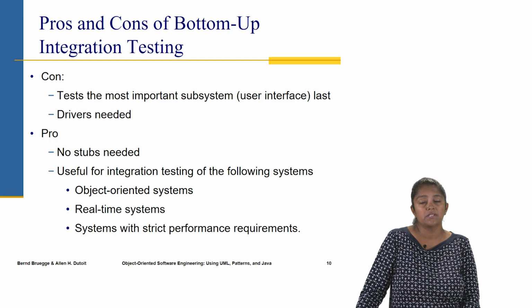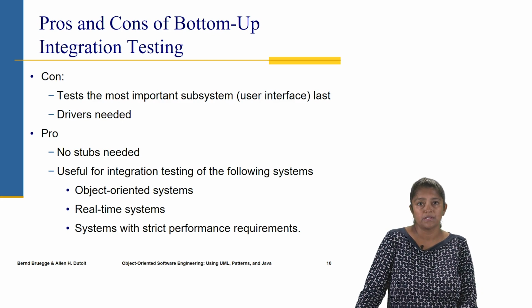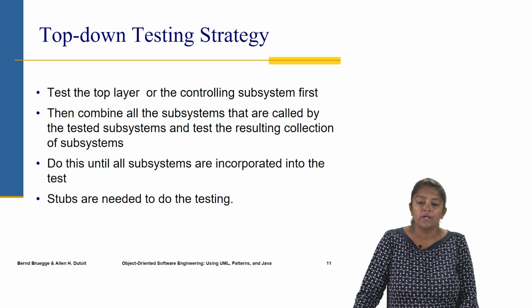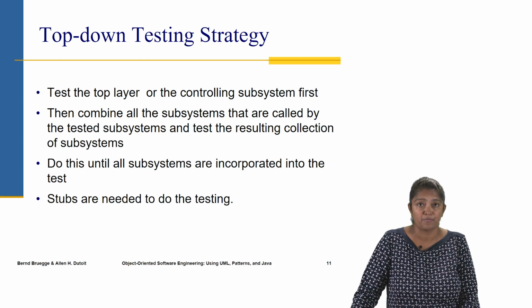But like we saw, the disadvantage is that the most important subsystem is tested last. So can we do better then? Is there something else that can be done? So here's the next strategy, which is the opposite of bottom-up strategy.